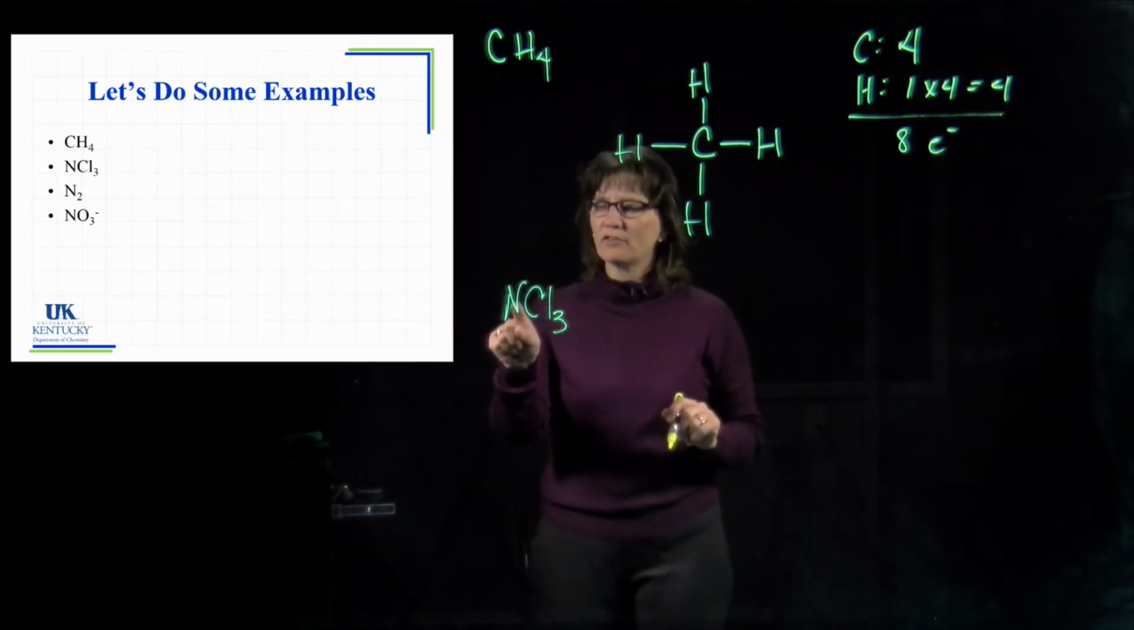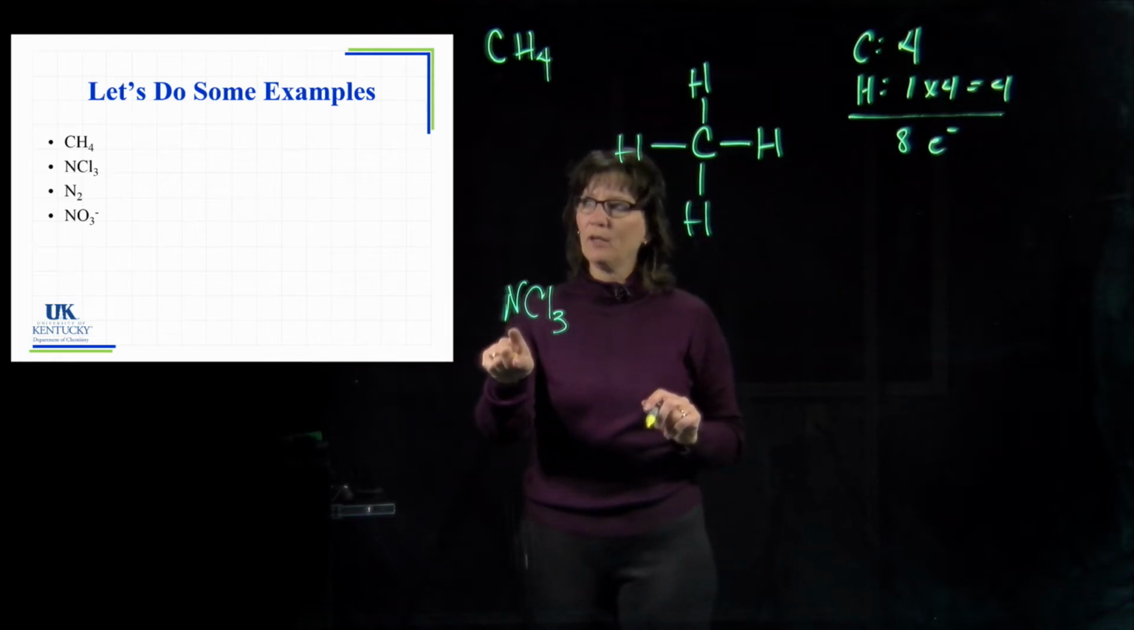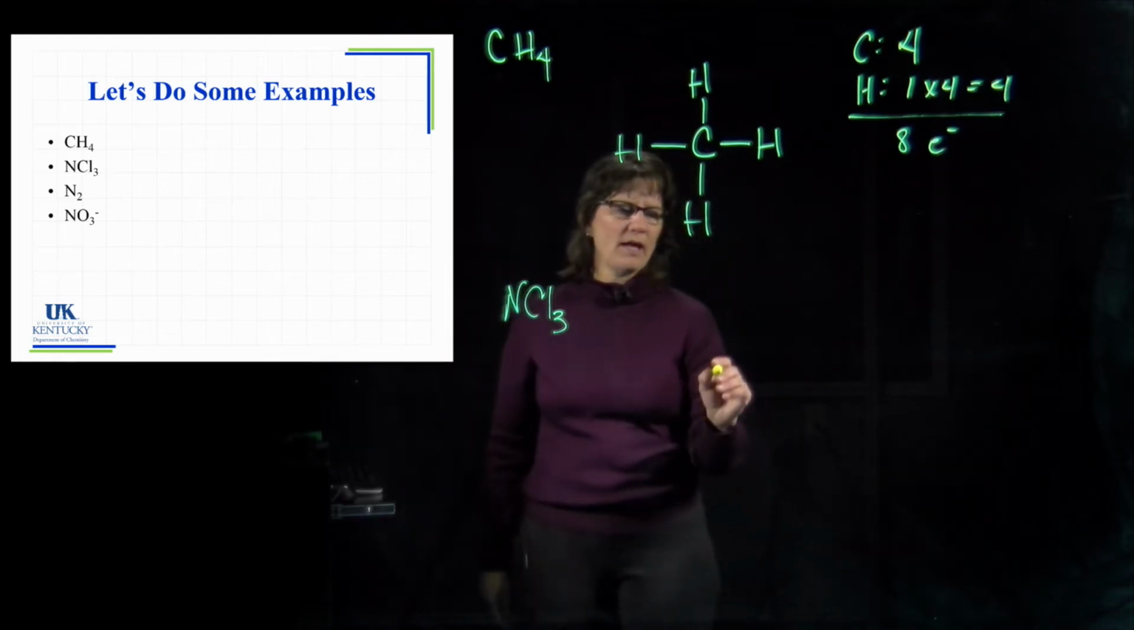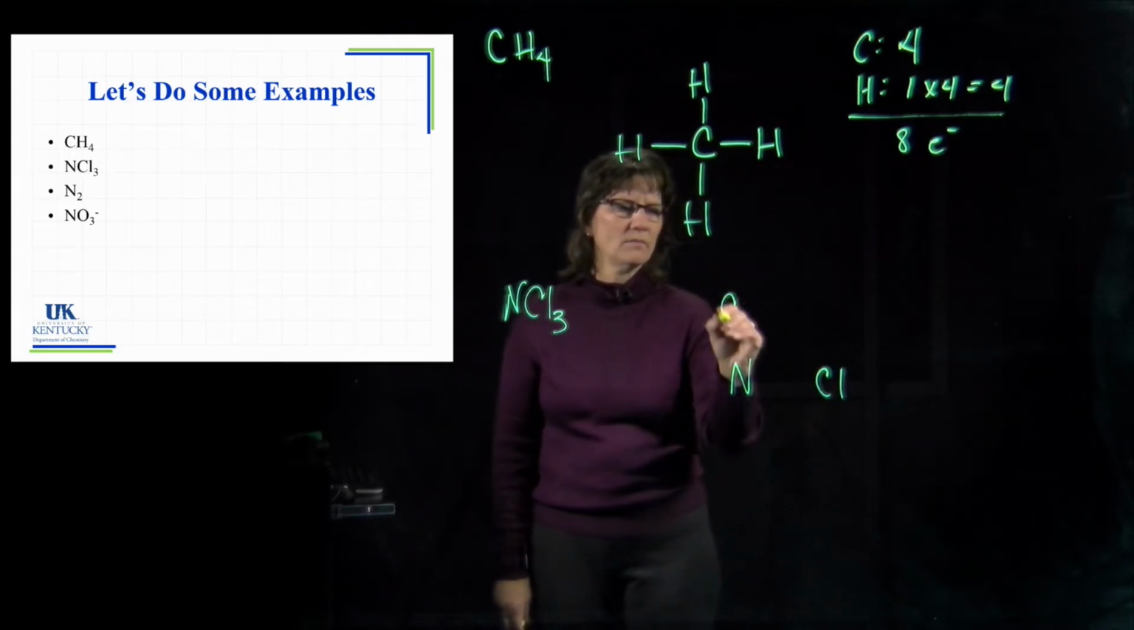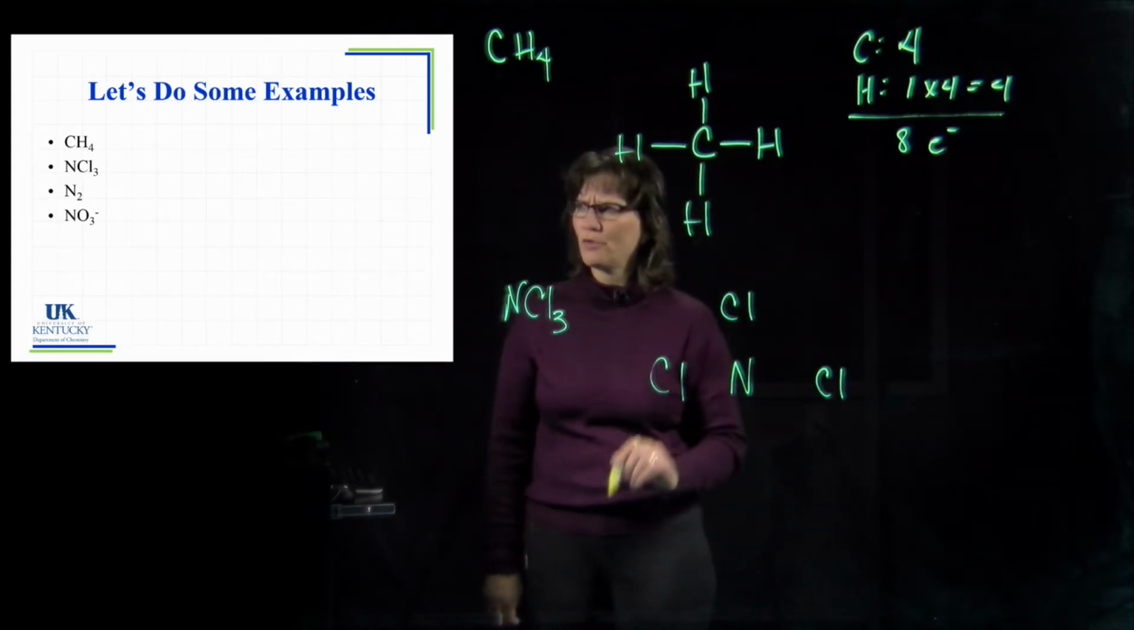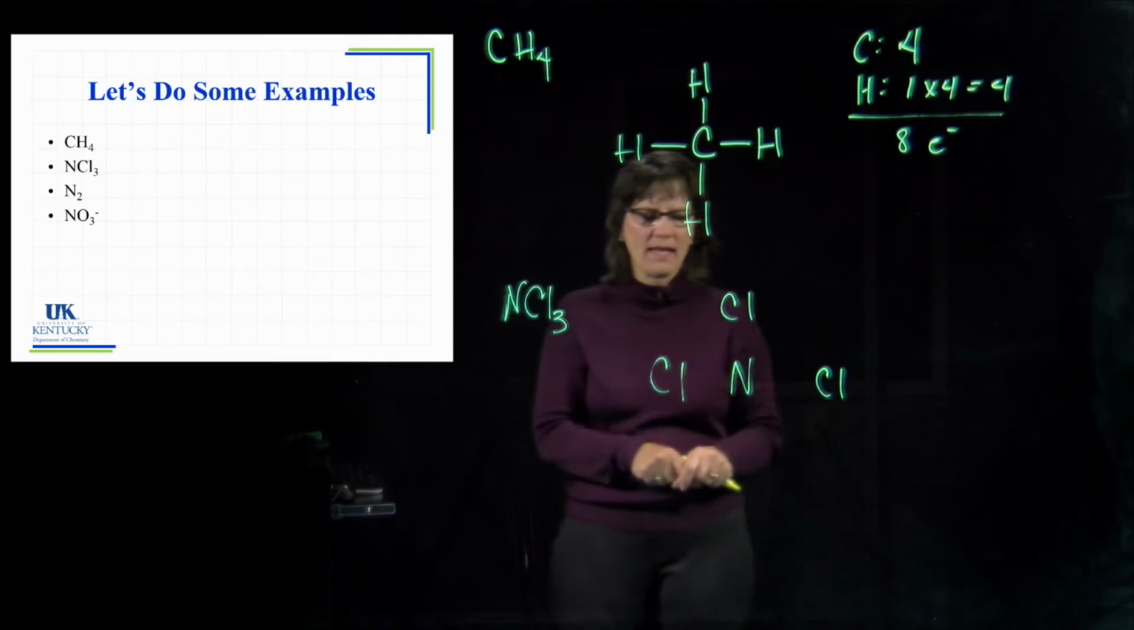The first element is going to be the least electronegative element. If you looked at a periodic table, that would bear out as well. So we have nitrogen with the 3 chlorines around it. It doesn't matter where you put those 3 chlorines as long as they're around that nitrogen.